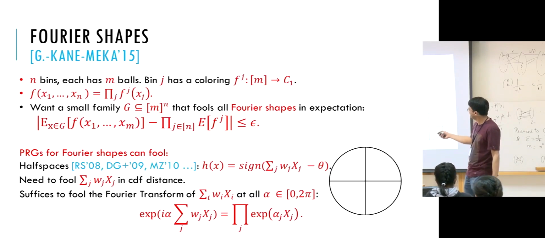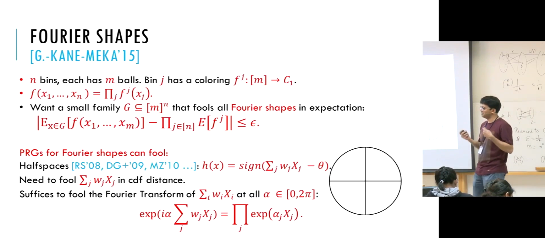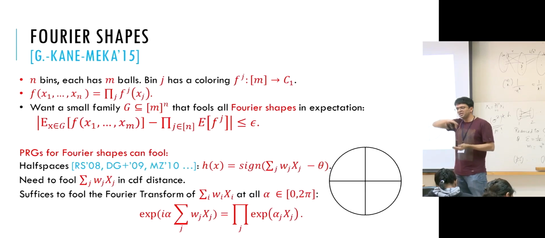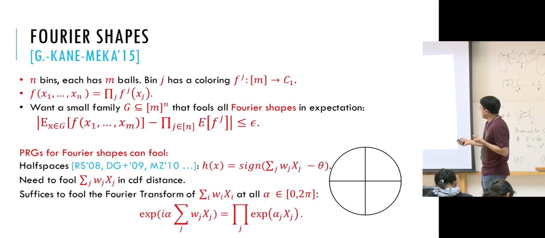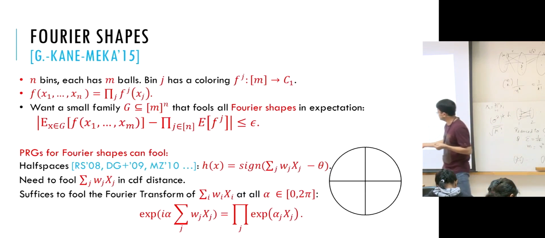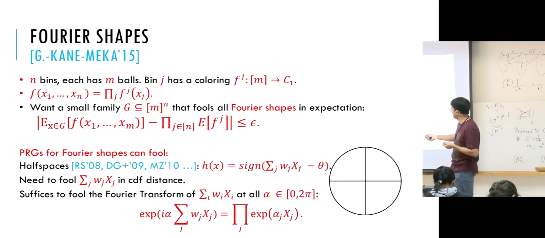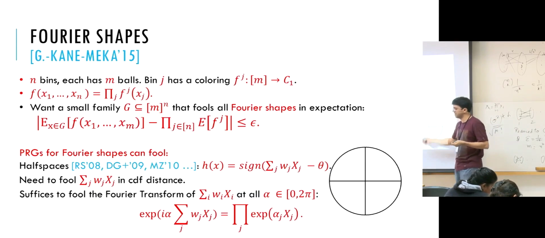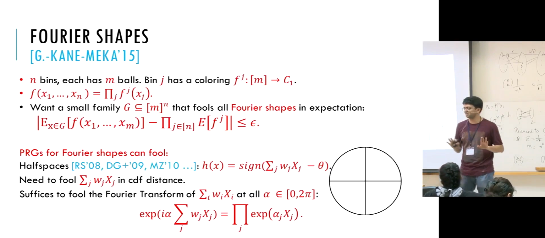But yeah. Okay, so fooling half spaces is actually a very natural thing. You have a weighted sum of variables x1 through xn. You really want to fool the CDF of this thing, because I could place my theta anywhere. And it turns out that to do this, it suffices to fool the Fourier transform of this random variable, summation wi xi. So what is the Fourier transform of this random variable? It's defined for all alpha in the range 0 to 2 pi. I'm assuming here that the wi's are integers, which you can do without loss of generality.